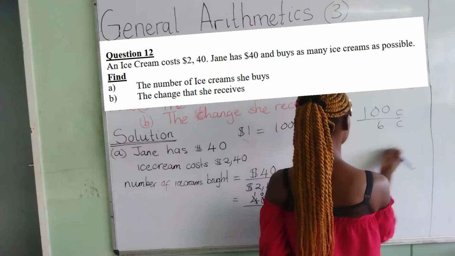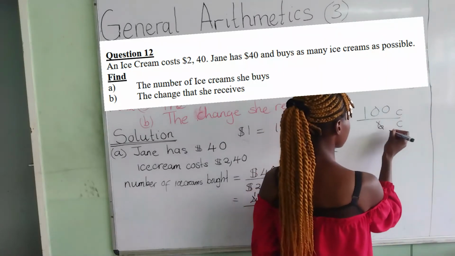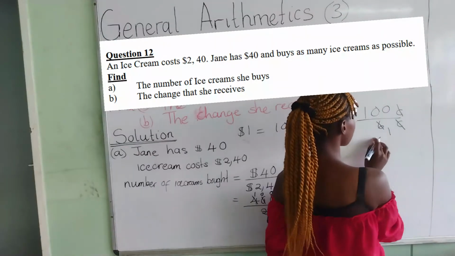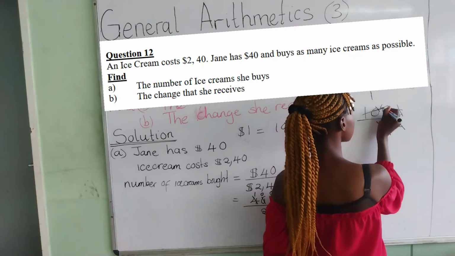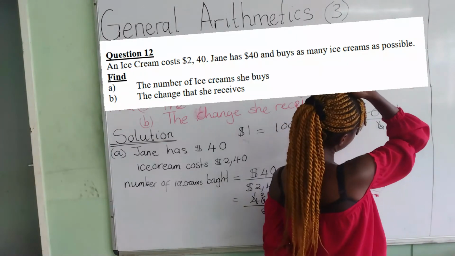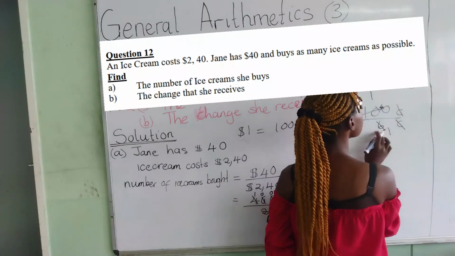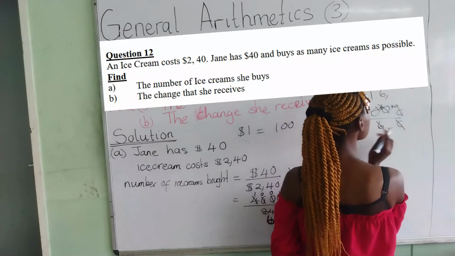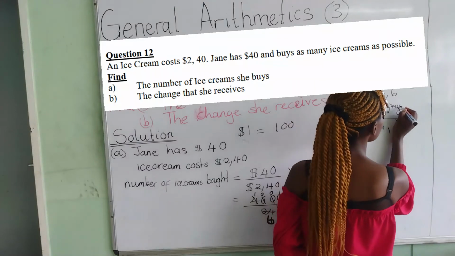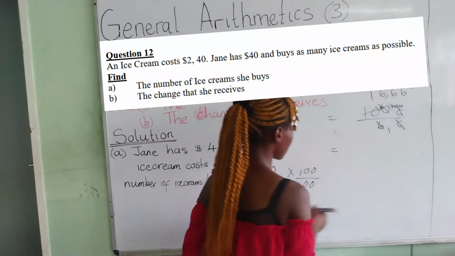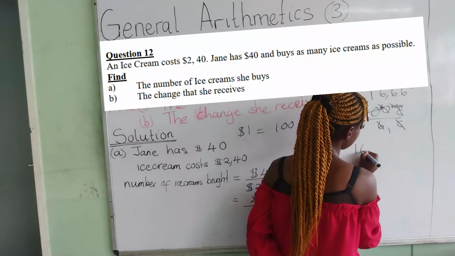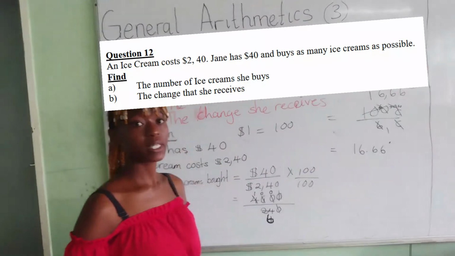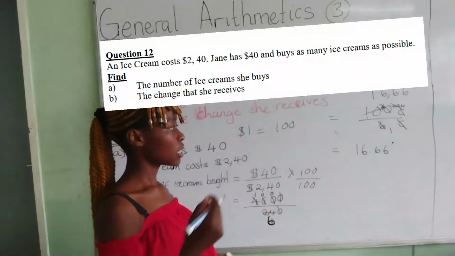Remember, these are now in cents. 6 into 6 is 1, 6 into 10 is 1, remainder 4, 6 into 40 is 6, remainder 4, 6 into 40 again is 6. And as you can see, it's a recurring decimal, so you're going to say 16.66 recurring.